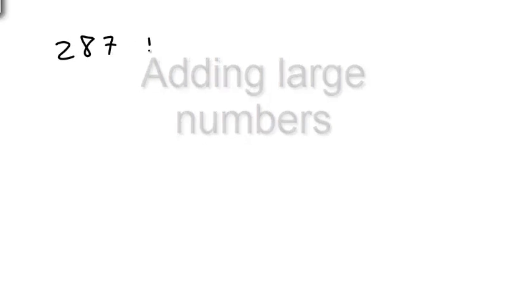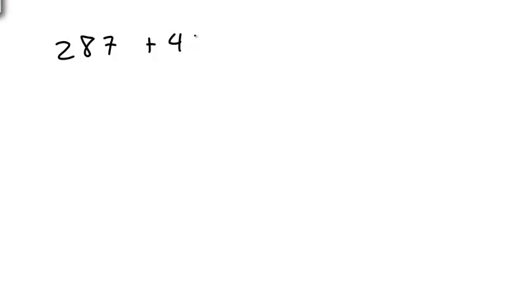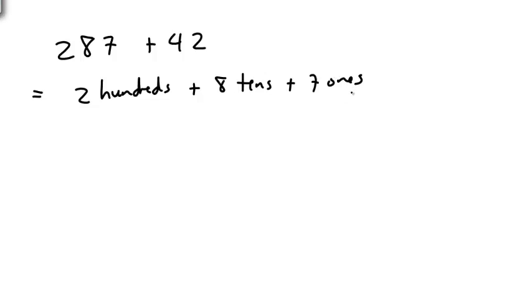Now this enables us to explain the addition and subtraction of large numbers. If you have 287 plus 42, what do we have? What is this? We've talked about the number system. This is 200s plus, why don't I write it out? This is 200s plus 8 tens plus 7 ones, and we're adding to that 4 tens and 2 ones.